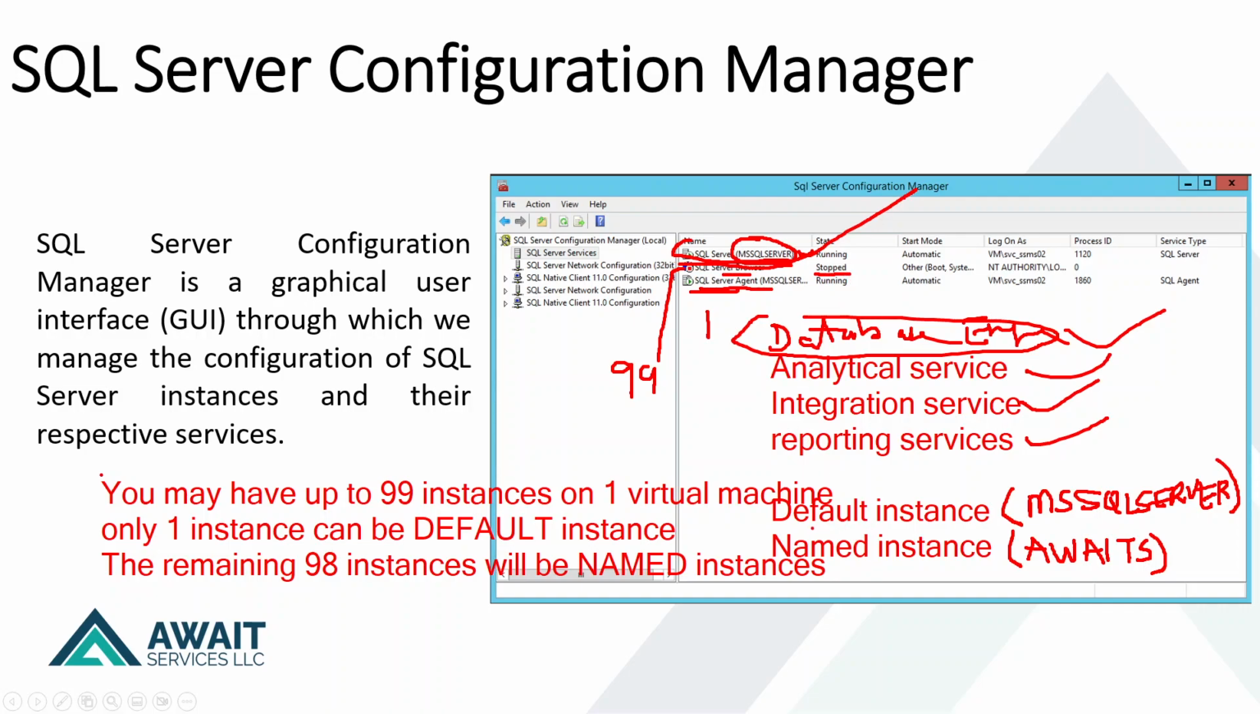So there are two types of instances in SQL Server, the default and the named. How do you identify a default instance? If you go on Configuration Manager and you see MS SQL Server in front of the SQL Server service, then this is a default. But if you see a name or any name other than MS SQL Server, for example, if you see await, then that is a named instance because that name was given. It is not the default. This is default. It comes from SQL Server or from Microsoft. But any other name is given by the person who installed it, and that's why it's called a named instance.